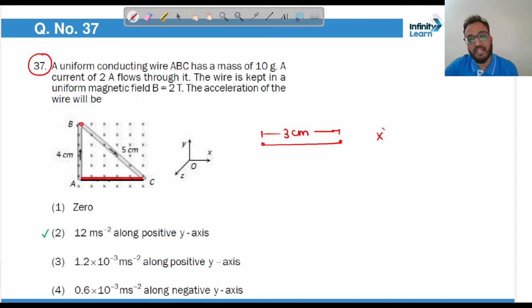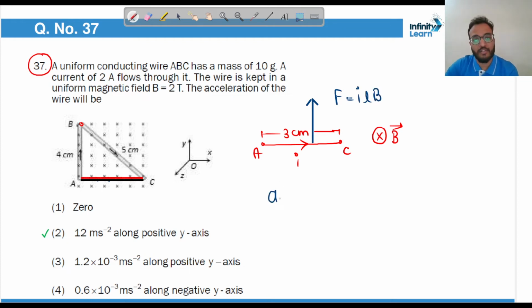Now you tell me, where is the magnetic field? It is inside. The current is going from A to C. So where is the force? I L cross B, L cross B, where is the force? Force is acting upwards. Now this is the force acting upwards, ILB. Now you tell me, what is the acceleration?